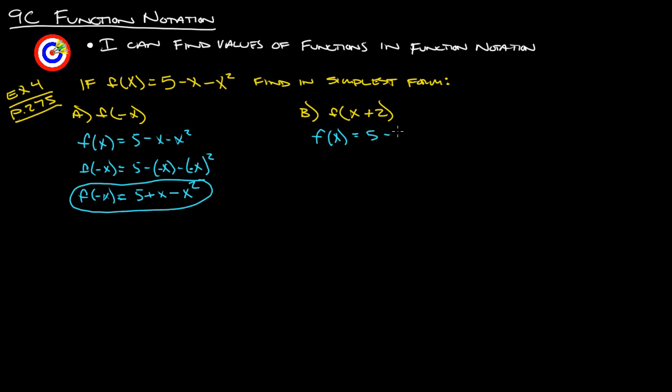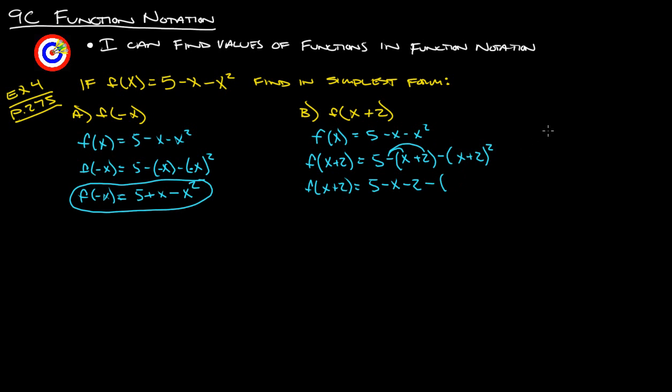f of x, again, is 5 minus x squared. So now I don't want to know what f of x is. I want to know what f of x plus 2 is. So all these places that have x, I'm going to put in x plus 2 instead of x. Okay, so f of x plus 2, the 5 doesn't change. I'm going to distribute this negative to both of those, so I get minus x minus 2, and then I'm going to subtract this x plus 2 squared.